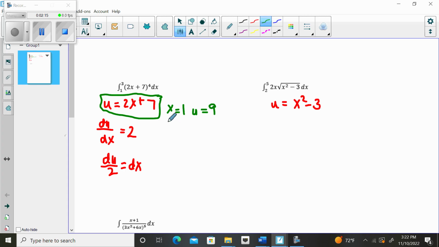Okay, then if x is 3, go to the equation, plug 3 in for x. That would be 2 times 3, 6. 6 plus 7 is 13.